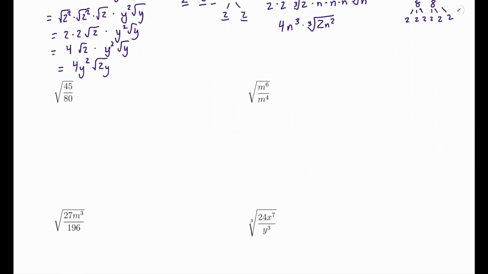Okay, square root of 45 over 80. When doing fractions, I do recommend reducing first. So we can reduce by 5. So this becomes the square root of 9 over 16, which then just becomes 3/4. Or the next one, the square root of m to the 6 over m to the 4th. Well, m to the 6 over m to the 4th is m squared. Square root of m squared, absolute value of m.